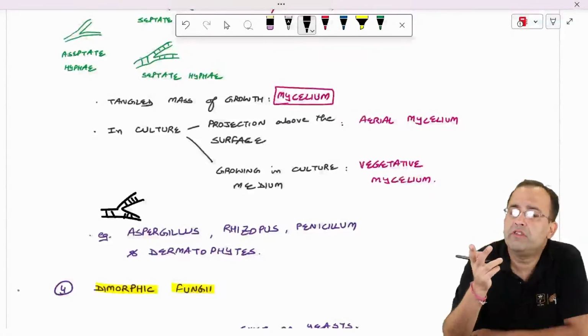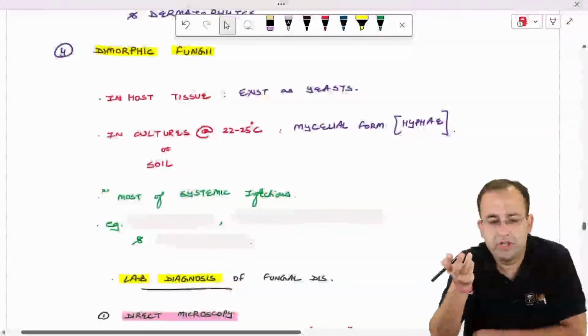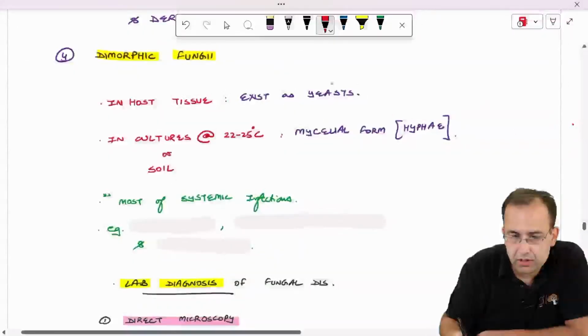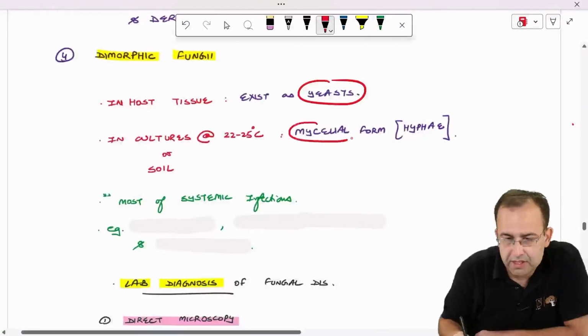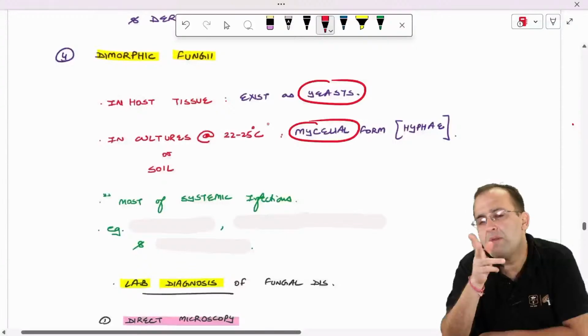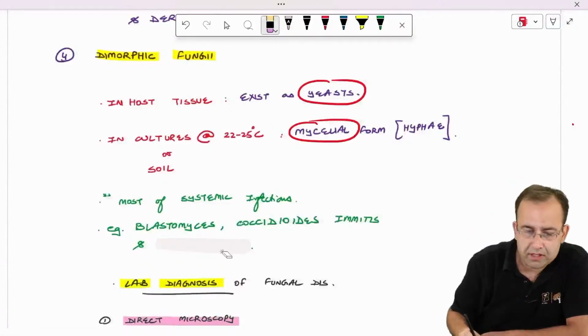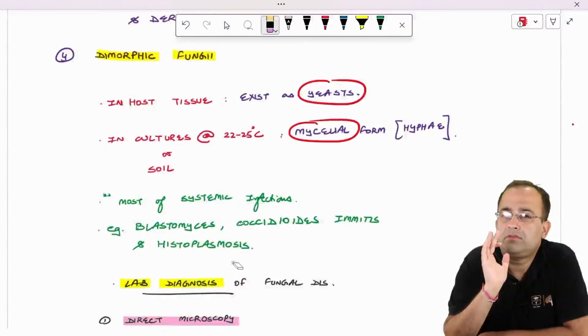Lastly are the dimorphic fungi. Dimorphic means we see 2 types of morphology. In host tissue, they exist as yeast, whereas in culture they are mycelial forms, that is hyphae. The classical examples are Blastomyces, Coccidioides, and Histoplasma. These are the dimorphic fungi.